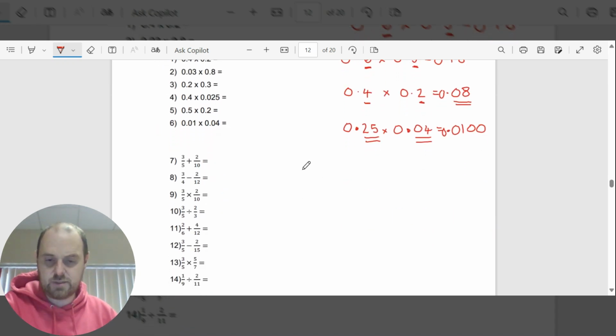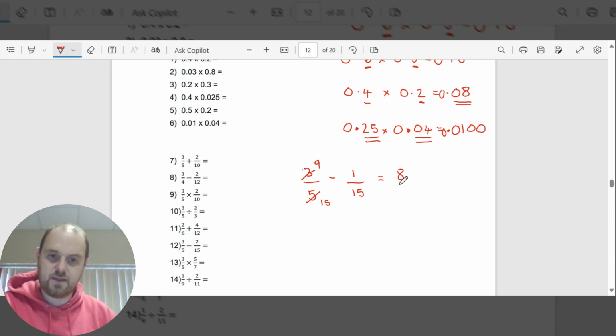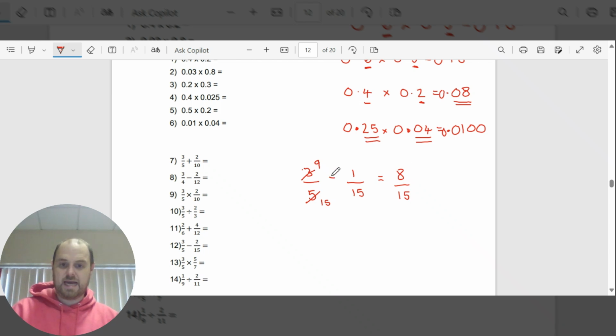Okay, working with fractions. If we're adding or taking away, then the bottom numbers need to be the same. So to make the bottom numbers the same, I would times that by 3 and times that by 3. Then I take away the top. 9 take away 1 is 8, but the bottom number doesn't change. That is the same. If we were adding those, right, we would just add the 9 and the 1 instead of taking them away, same thing.